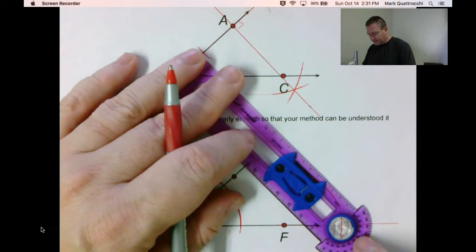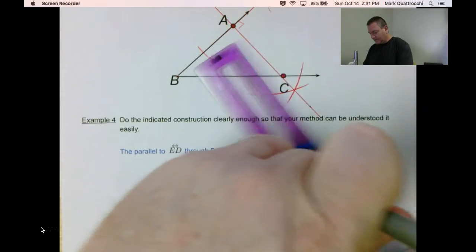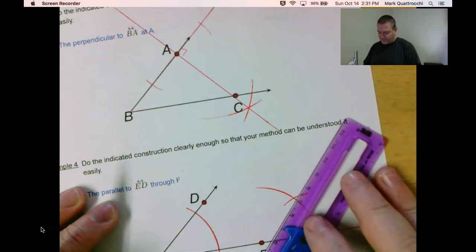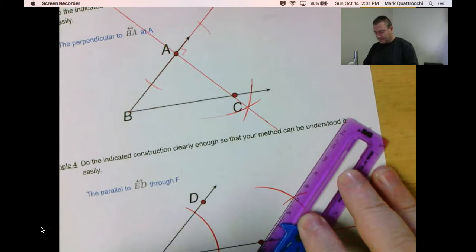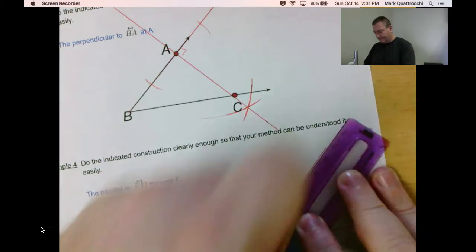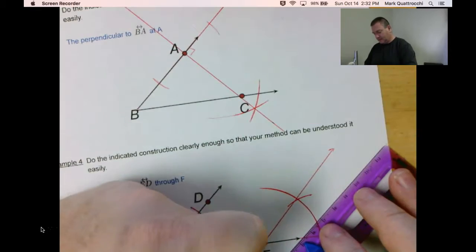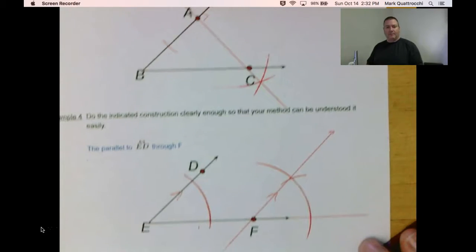Come over here, keep that same radius. Make my arc. And now draw from F through that intersection. And these lines are now parallel.